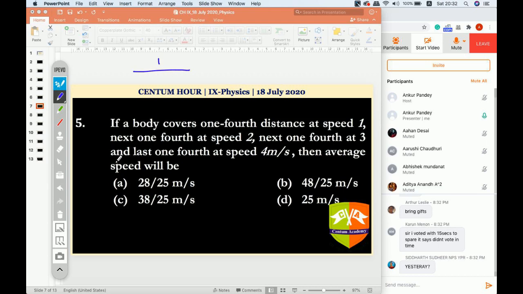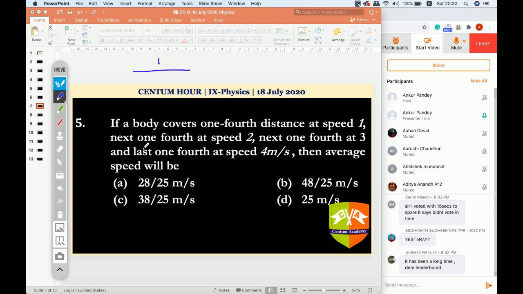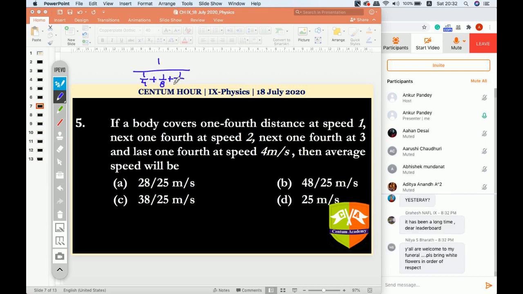Speed is equal to distance upon time. So time is equal to distance upon speed. In the first part, the time taken is 1/4. In the second part, the time taken is 1/8. In the third part, the time taken is 1/12. In the fourth part, the time taken is 1/16. Yes or no?